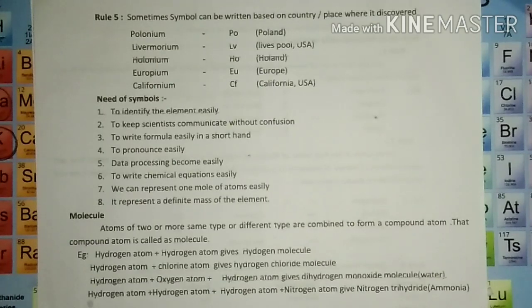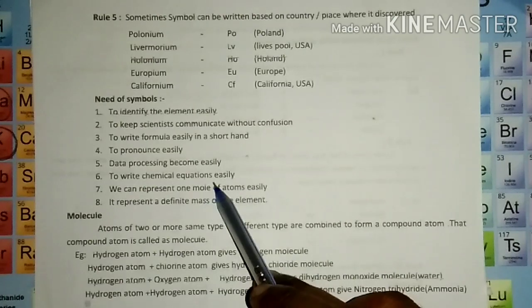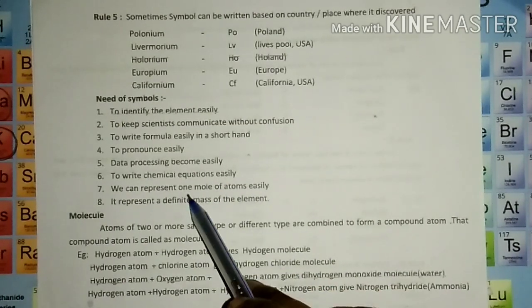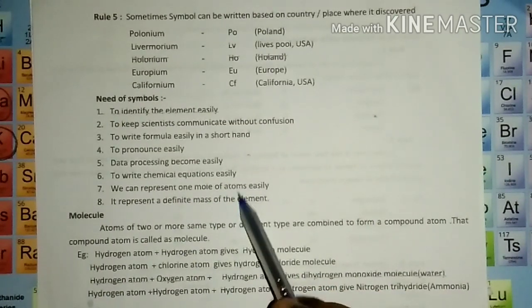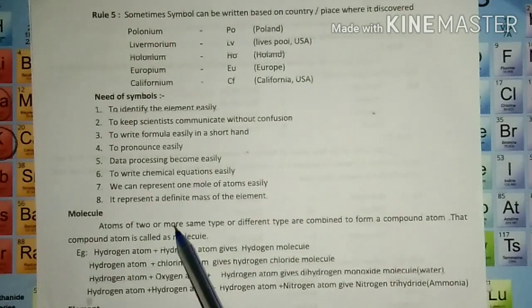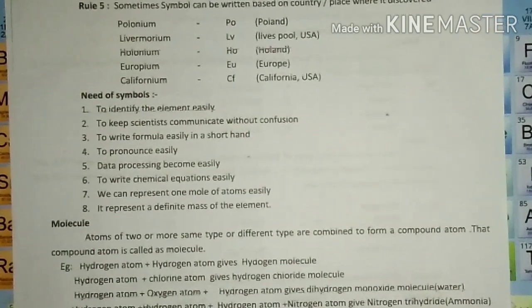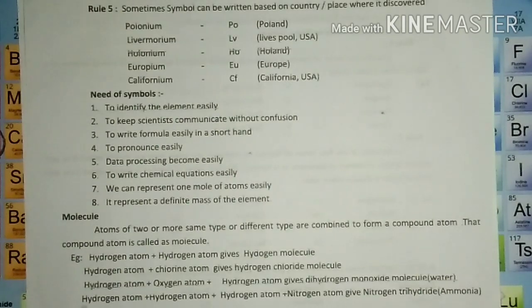To pronounce easily, to process the data easily, to write the chemical equations easily, we can represent 1 mole of atoms easily. It represents the definite mass of the element. So there are different kinds of needs for symbols. So in this module, finally what we concluded is that we come to know how to write the symbol name and what the needs of the symbols are.